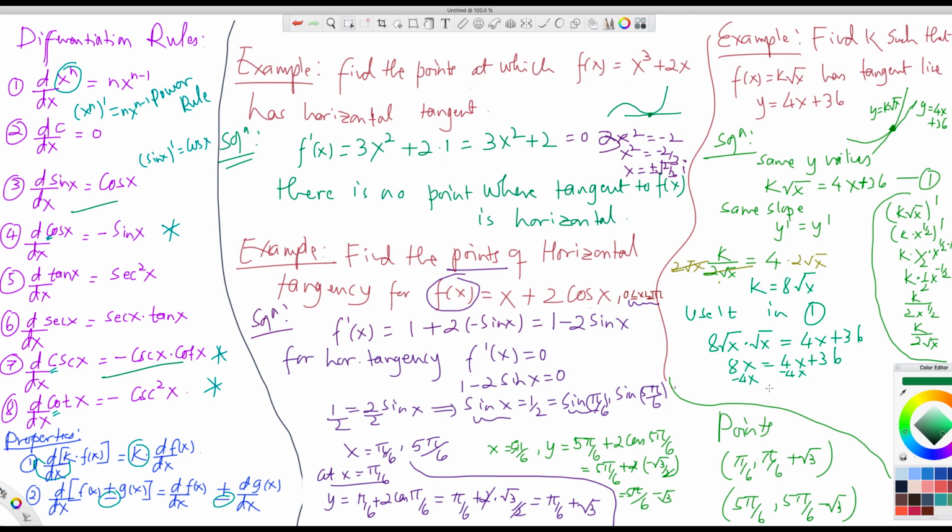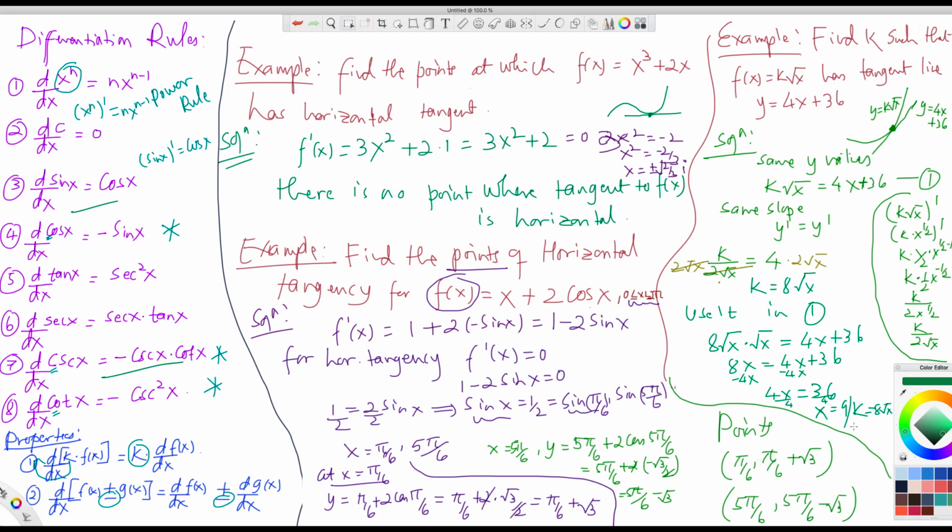Okay, you get 4x equals 36. You see that? So what do you get then? x is 9, right? If you divide by 4 on both sides, you will get x equals 9. But you are asked to find out the k value though, right? So what is k then? k is 8 root x, right? So therefore, k equals 8 root x, right?